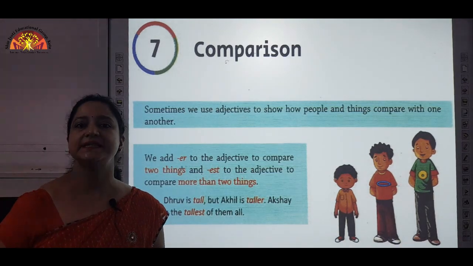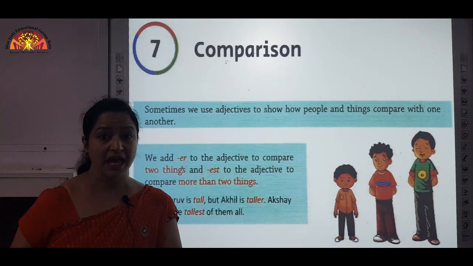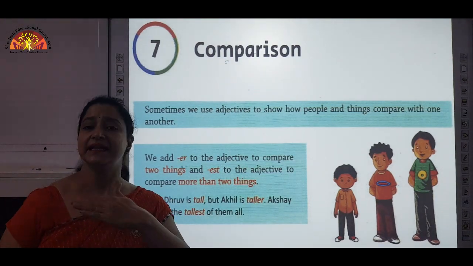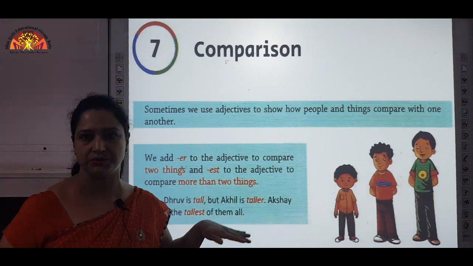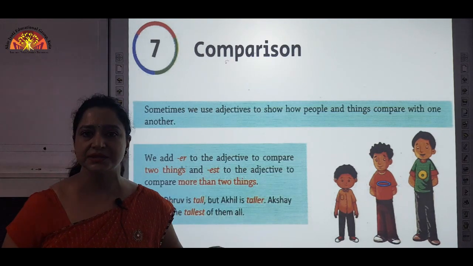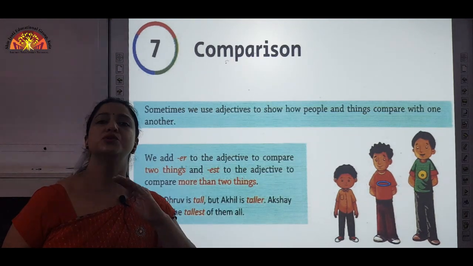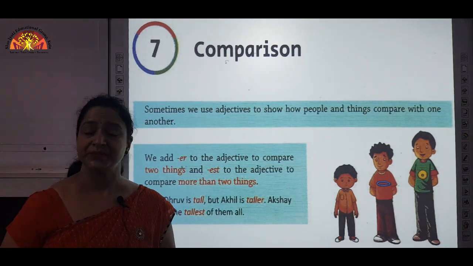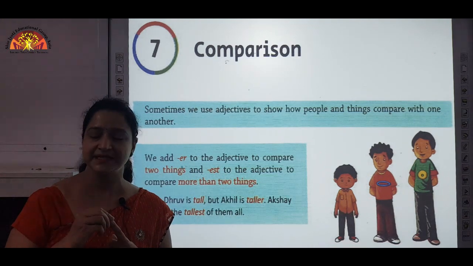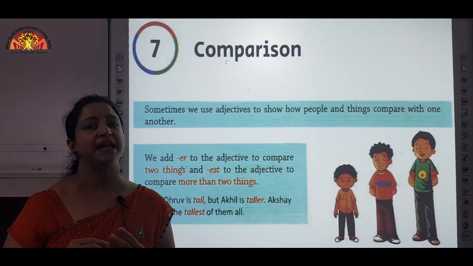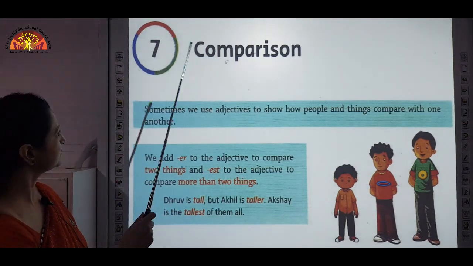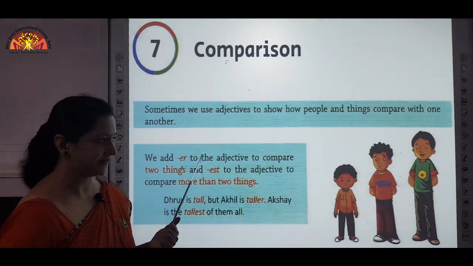Now move to sentence number 3. If I say this house is biggest of them all, it means I am comparing this house with the rest of the other houses in the locality or in the society, and it is the biggest house in the society. It means I am using superlative degree of comparison. So there are 3 degrees of comparison: positive degree of comparison, comparative degree of comparison, and superlative degree of comparison. Let's start our chapter. Chapter number 7, comparison.